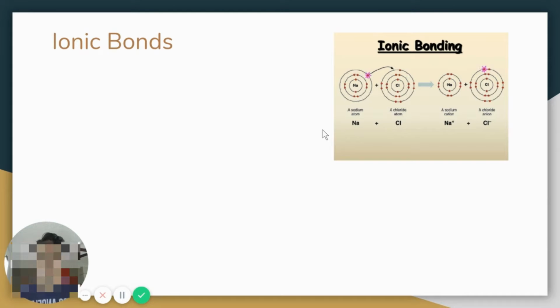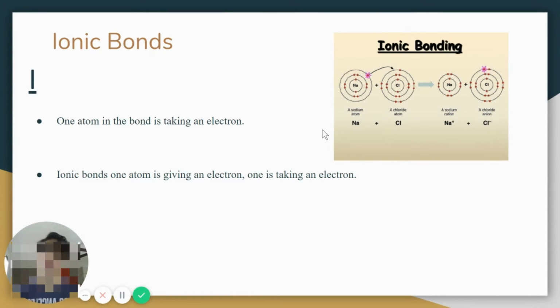The first one I wanted to talk about was ionic bonds. In ionic bonds, it's important to remember the I. That's how I remember ionic bonds, because one atom is taking an electron and the other one is giving. In an ionic bond, one atom is saying, I need that electron. So it takes one and the other one is giving the electron.